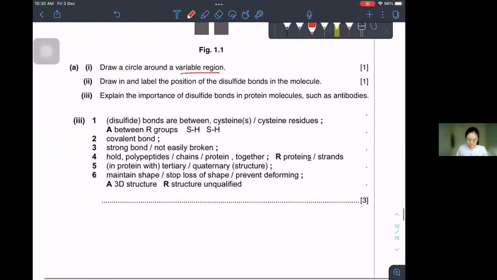So the disulfide bonds are between the cysteine residues, or you can say between the R groups. You can also say that it's a covalent bond. The disulfide bridge is a covalent bond, and it is a strong bond and not easily broken. And this disulfide bridge will hold the polypeptide chains together in the protein with tertiary or quaternary structure, so that the protein can maintain its shape, or maintain its 3D structure, or you can say that it can stop loss of shape or prevent deforming.